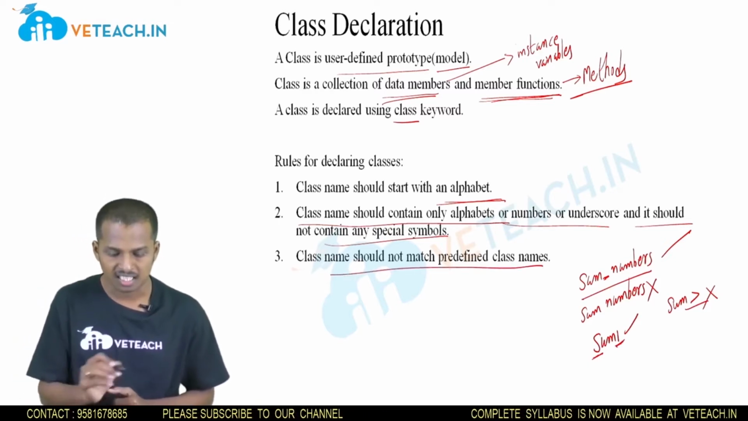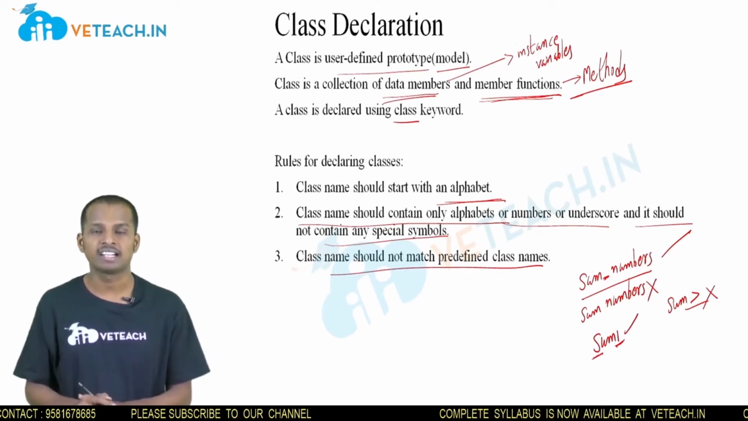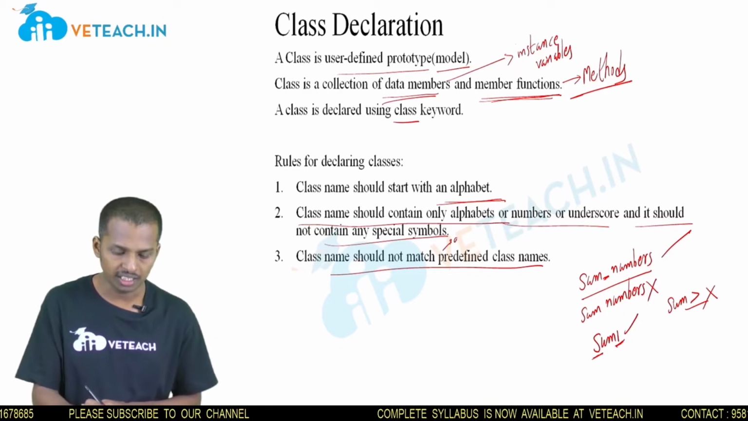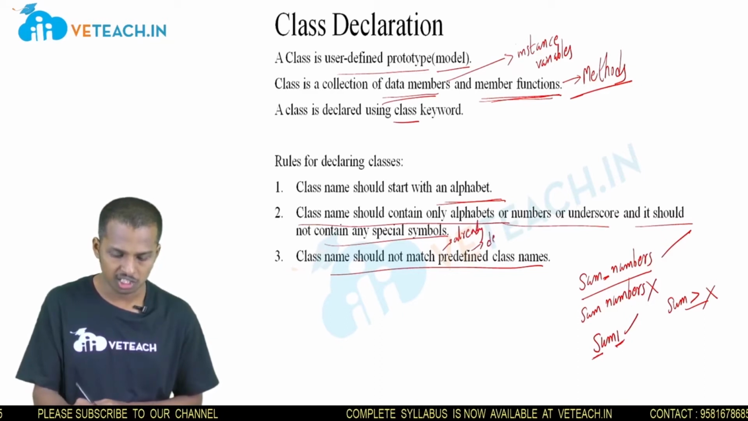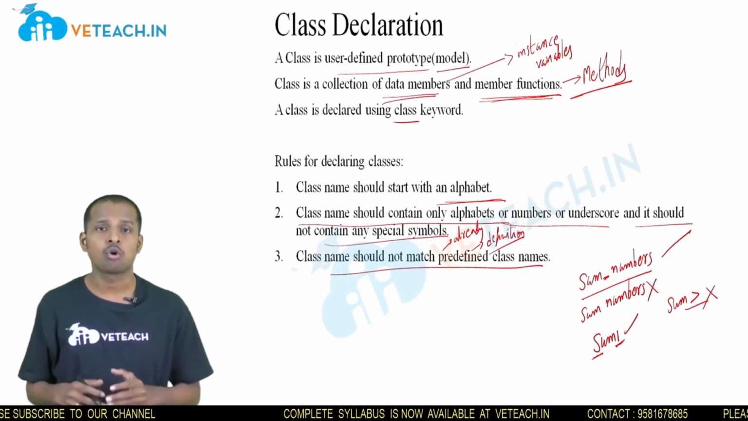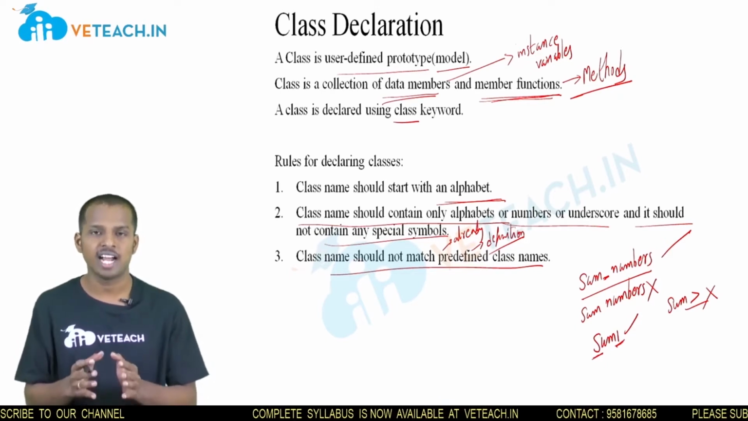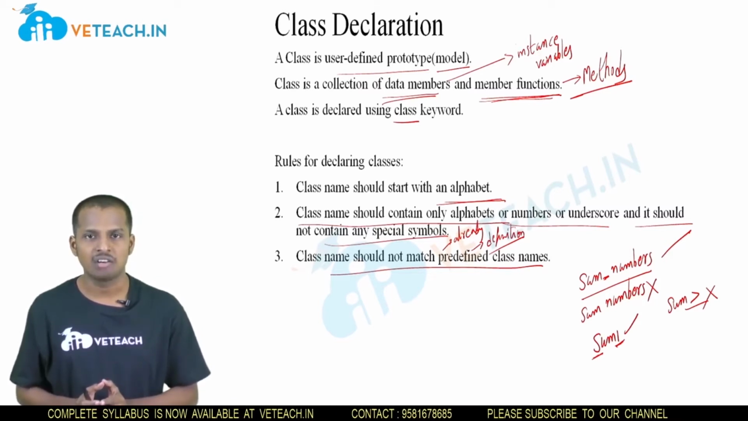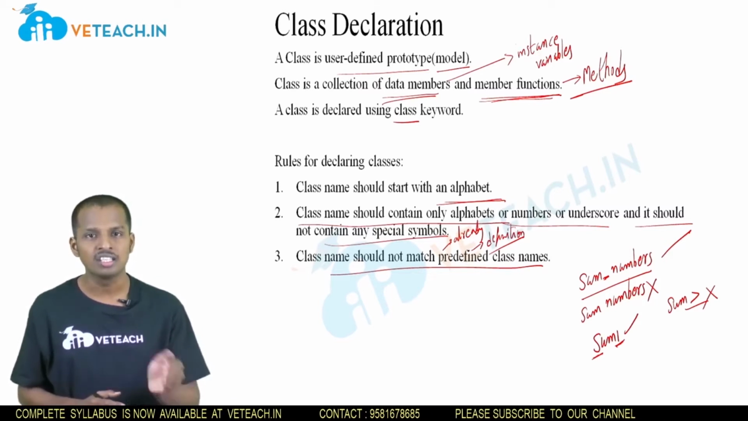Next, the class name should not match predefined class names. What do we mean by predefined? Pre means already. Defined means the definition is already present. These are classes whose definitions are already created and present in packages, as we call them in Java. We call them header files in C or C++.